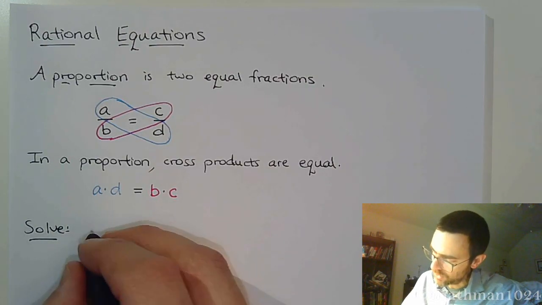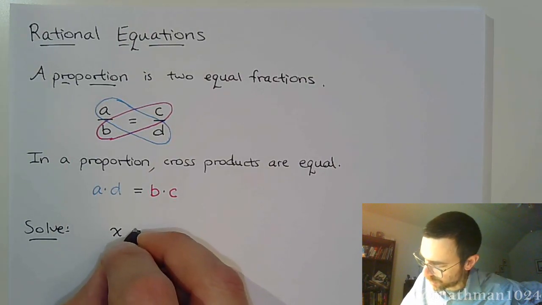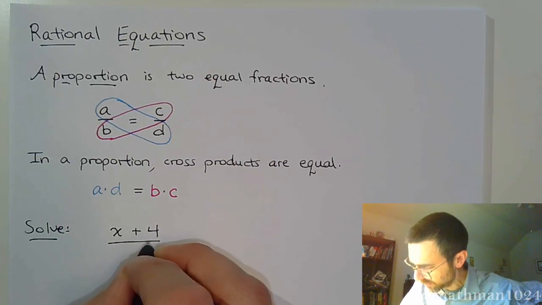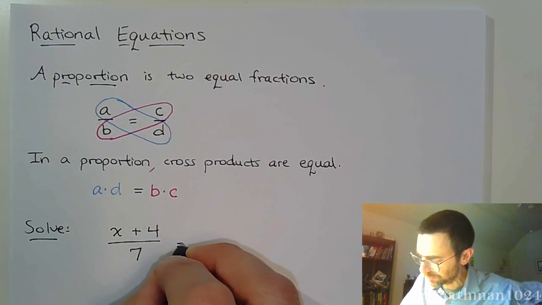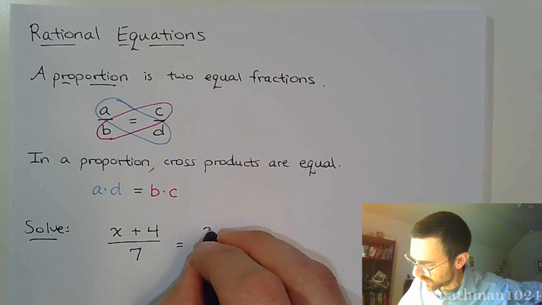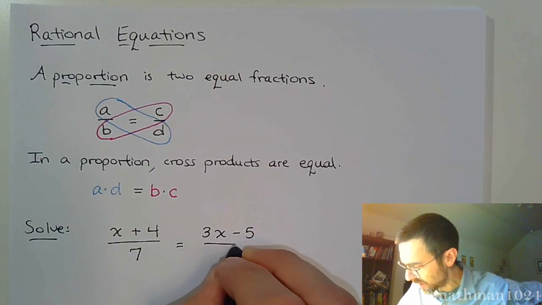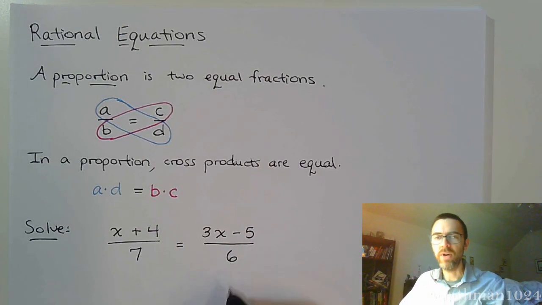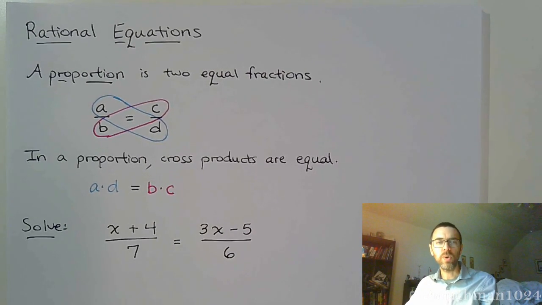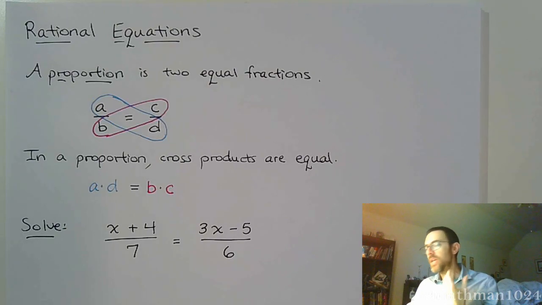So for example, if I ask you to solve this, and I say x plus 4 over 7 is equal to 3x minus 5 divided by 6. So what we have here is a proportion, and what we're saying in this proportion is that cross products are going to be equal.